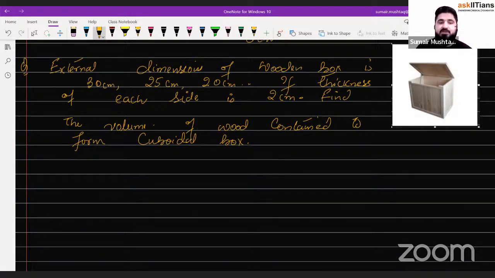For this, you need to find the external volume first. The external volume will be 30 cross 25 cross 20, right? That will be 15,000 centimeter cube. Is that clear? Hasni, can you tell me what should be the next step?